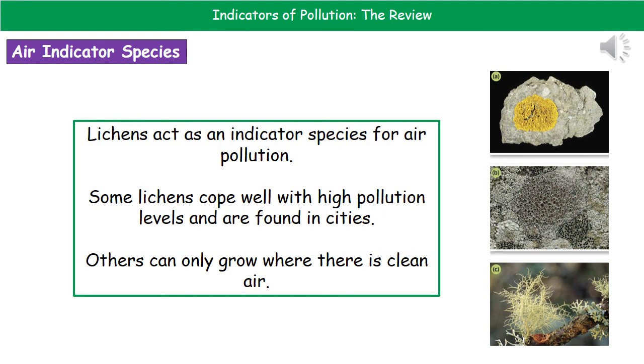So what we can see in those pictures on the right then, if we start at the bottom, in the one labelled C, that one will only grow in unpolluted air. B is where we're going to have moderate levels of air pollution, and A at the very top there, that yellow one, is where the pollution levels are high.